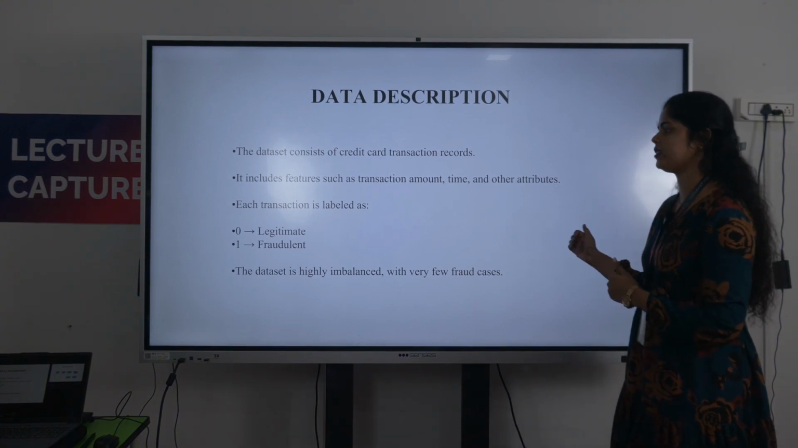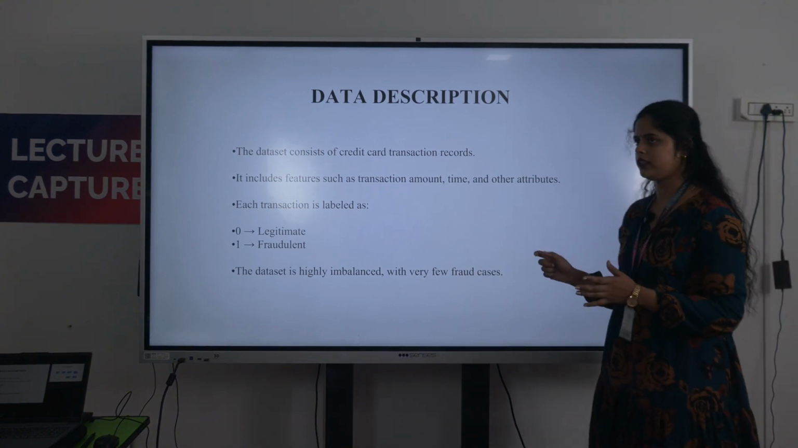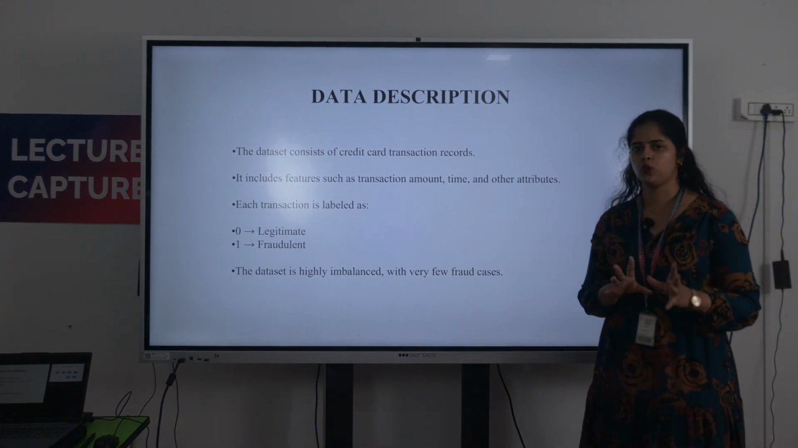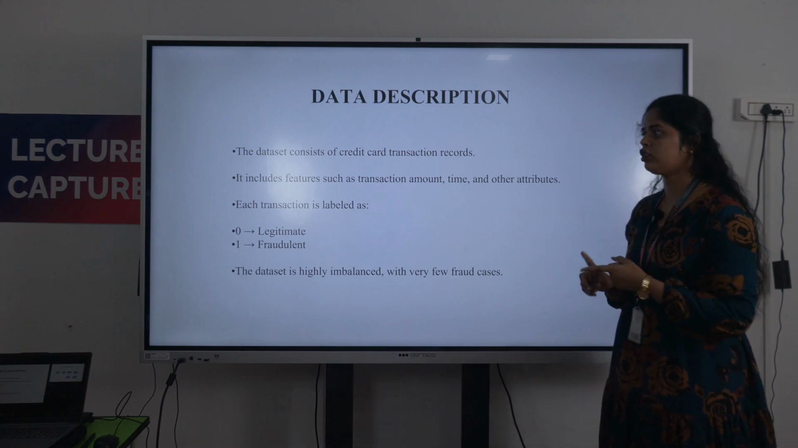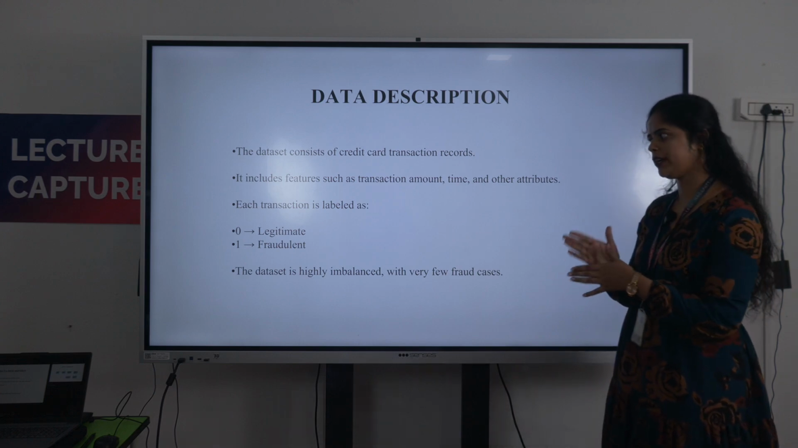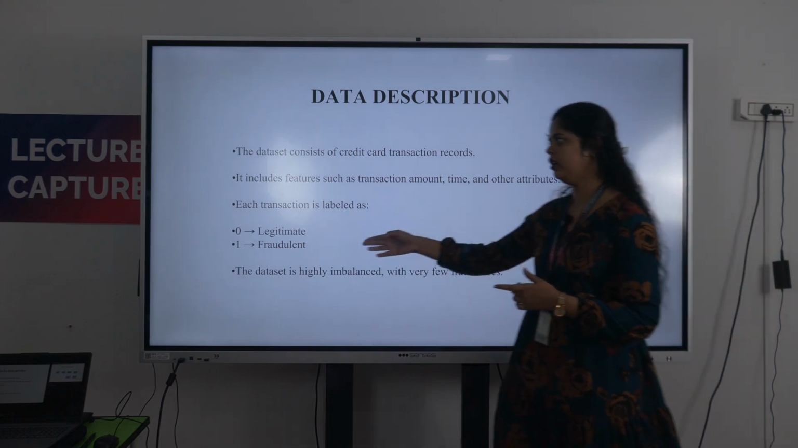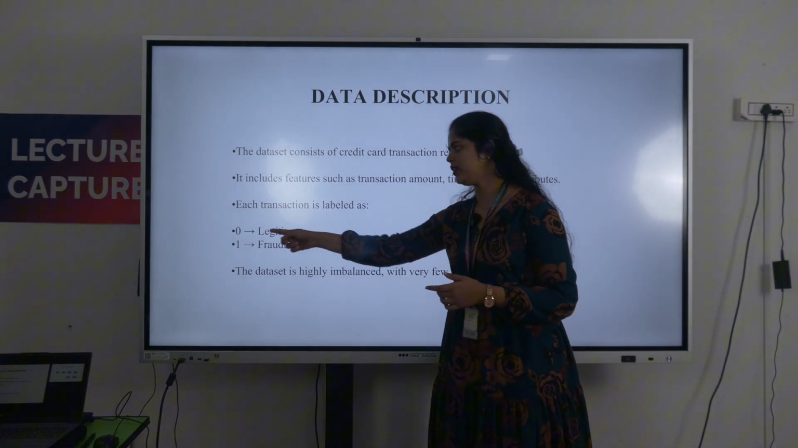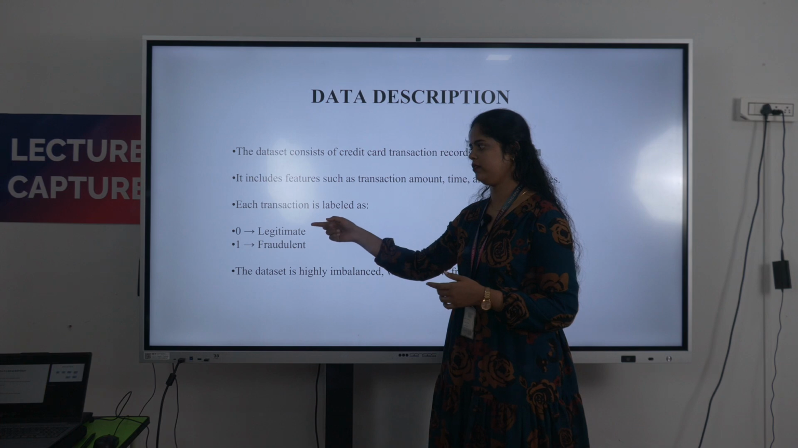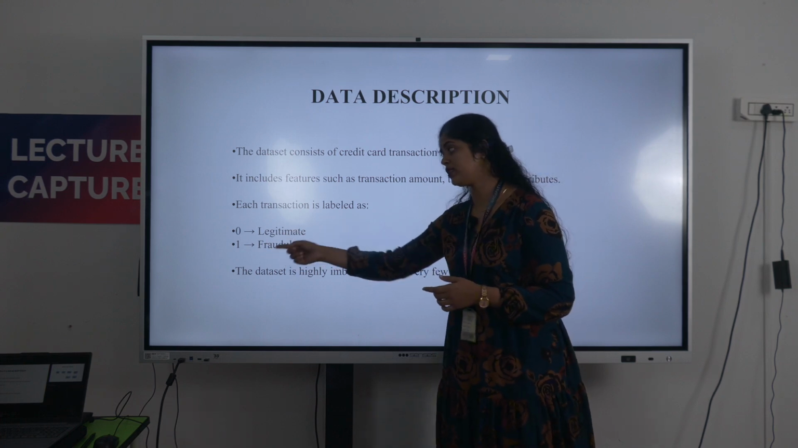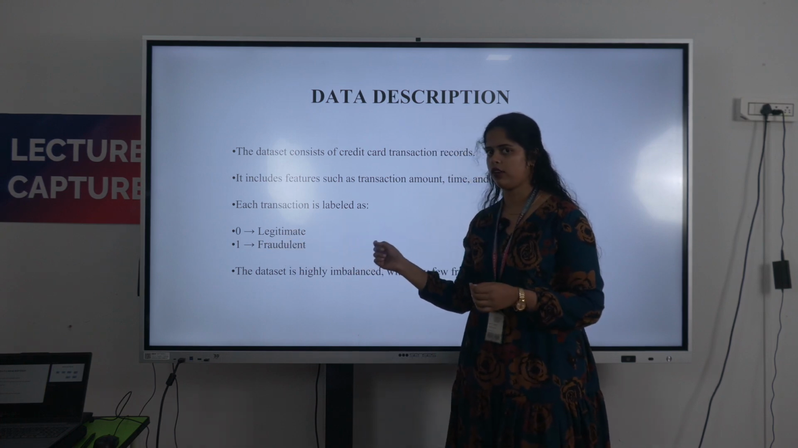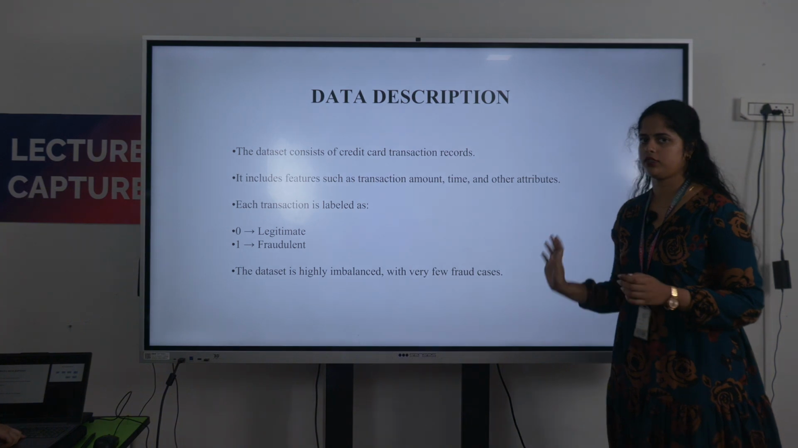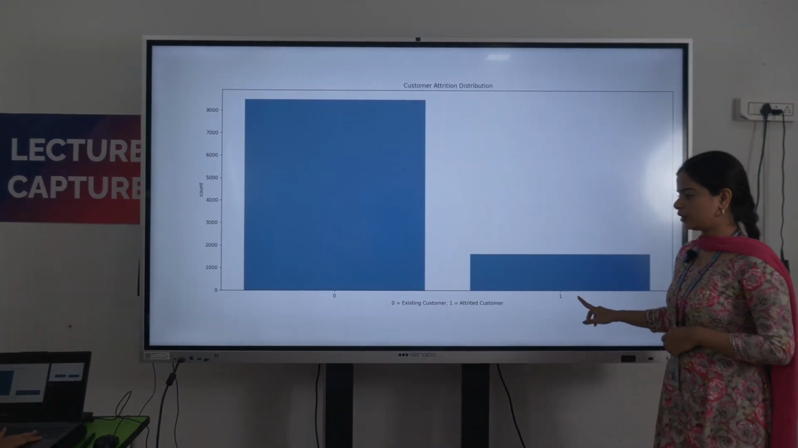This is our data description. As I already said, the data will be balanced using the SMOTE technique, and after that, logistic regression will separate it into two classes: 0 and 1. Zero indicates legitimate, which is the normal transaction, and 1 is the fraud class, that is the fraudulent transaction, which will be represented in the logistic regression. This is our project output.